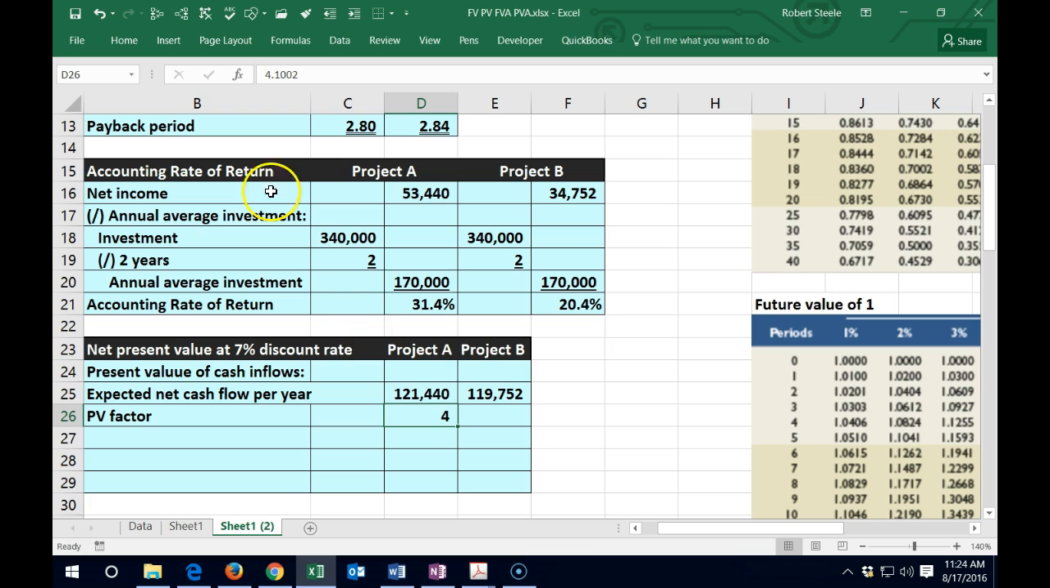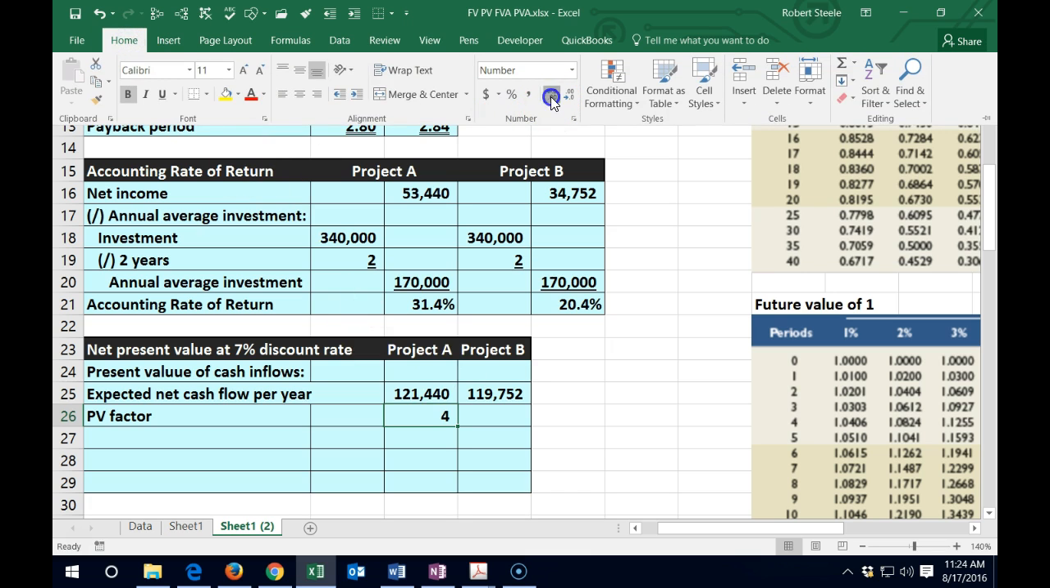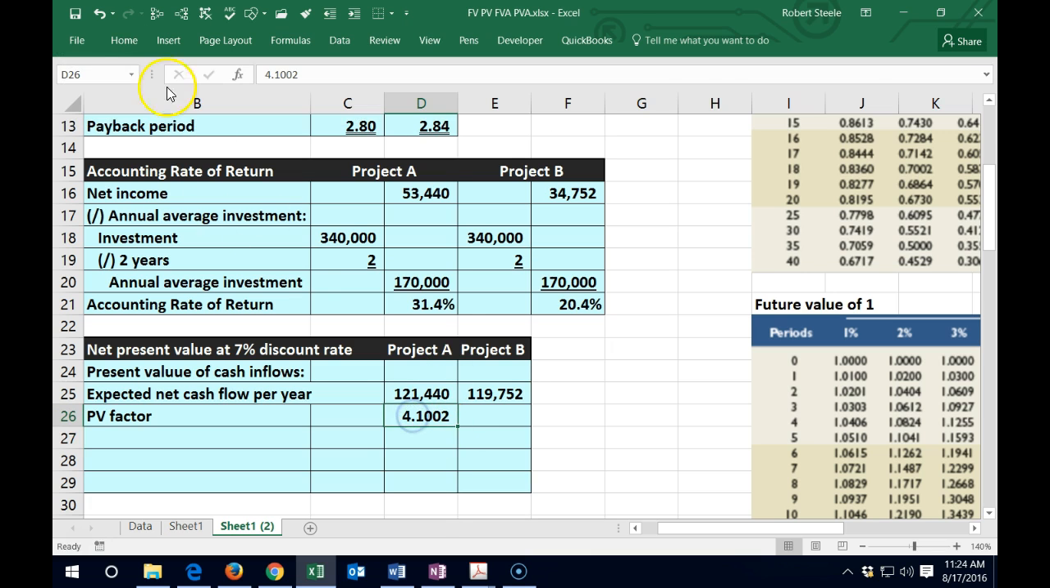I kind of want to see the whole thing, so I'm going to go to the Home tab and increase the decimals all the way out, and we can underline that as well. Then if we multiply that out, there's the 121,440 times the 4.1002. Notice it's a 5-year project, but we're not going to multiply it times 5 because it's going to be worth less in today's dollars. So it's going to be something less than the 5 years, and that's what gives us the 497,928. So we're taking into account the present value.